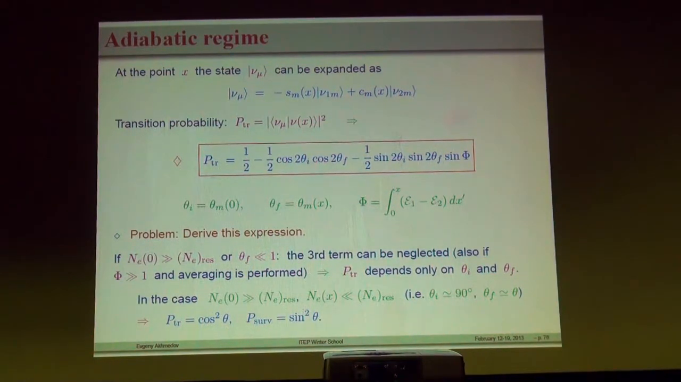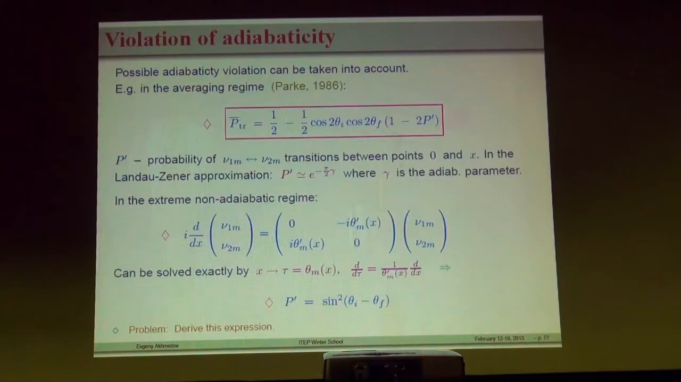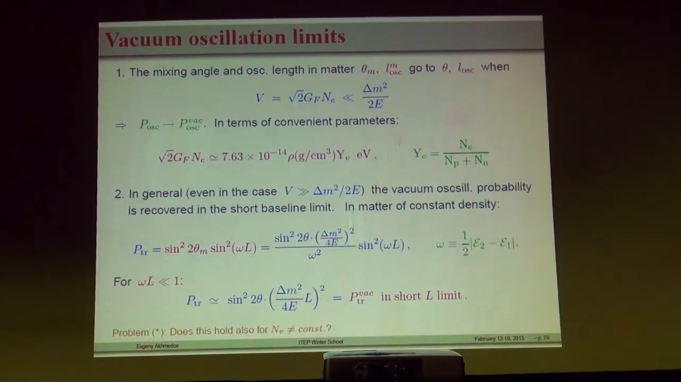That in the adiabatic regime, going from very high densities to very small densities, in the end, the survival probability for electron neutrino is just sine squared of the mixing angle in vacuum, and the transition probability is cosine squared of the mixing angle, sorry, not in matter, in vacuum. The transition and survival probability. Okay, let me skip this.